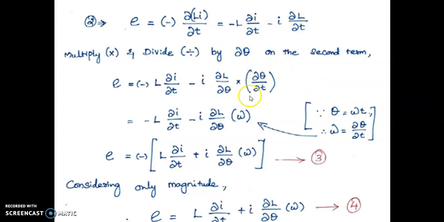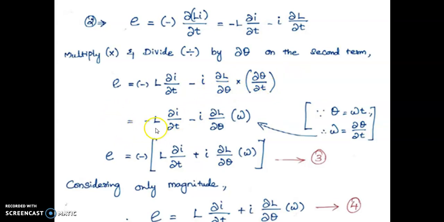Now in the second term we are going to multiply by dou theta divided by dou t. So multiply and divide by dou theta in the second term. So E is nothing but minus L into dou I by dou t minus I into dou L by dou theta, and the second term is multiplied by dou theta divided by dou t. Now here in the numerator we are multiplying by dou theta, and in the denominator we are dividing by dou theta. So the equation does not get affected.